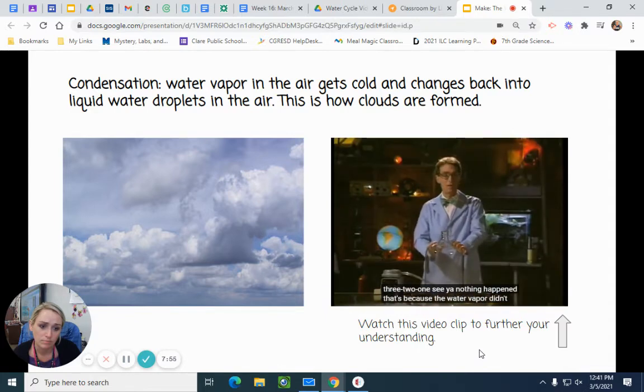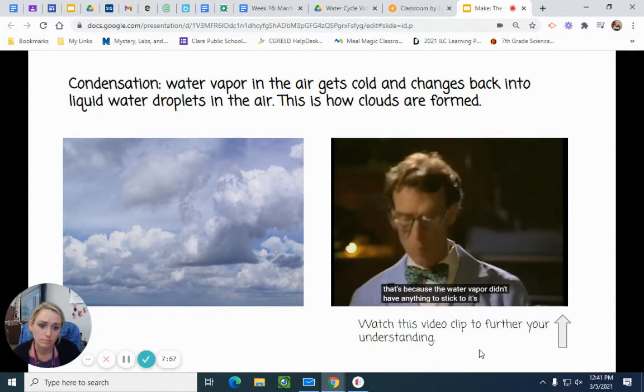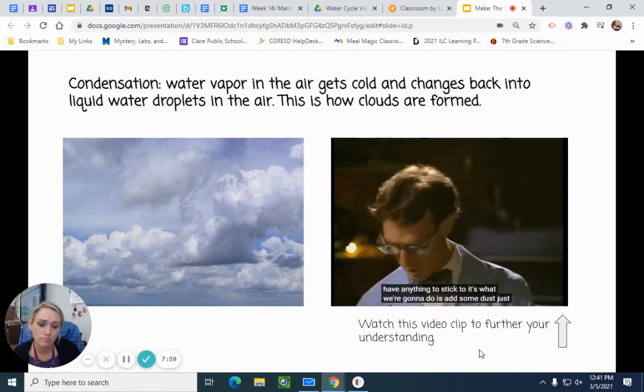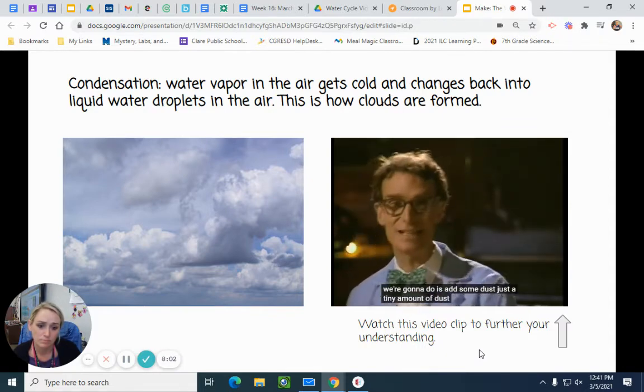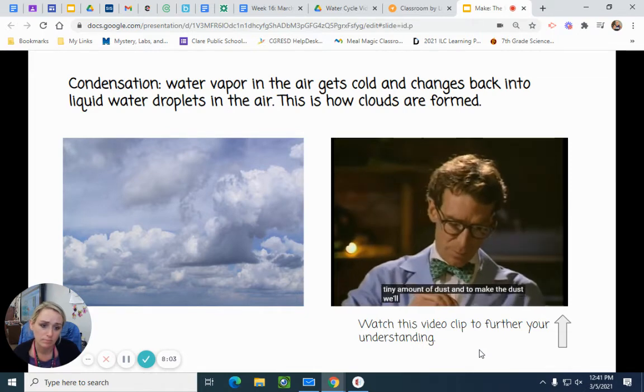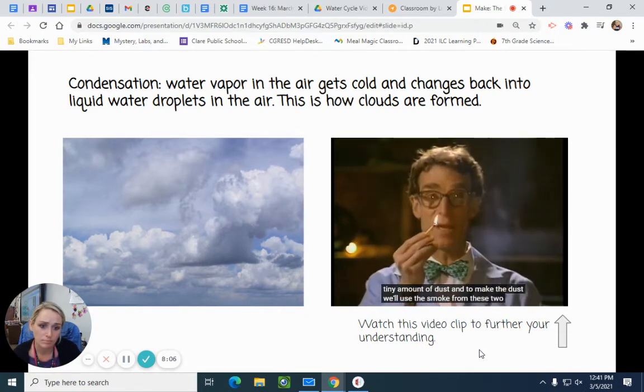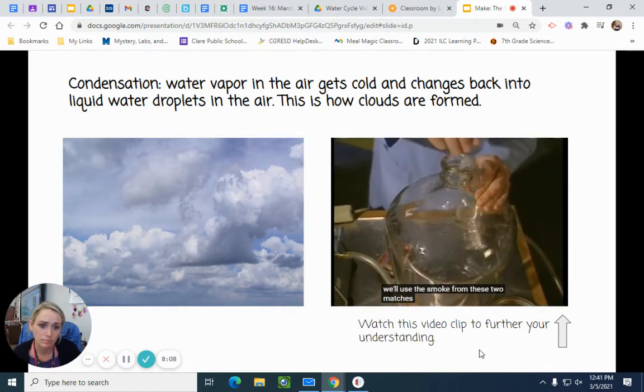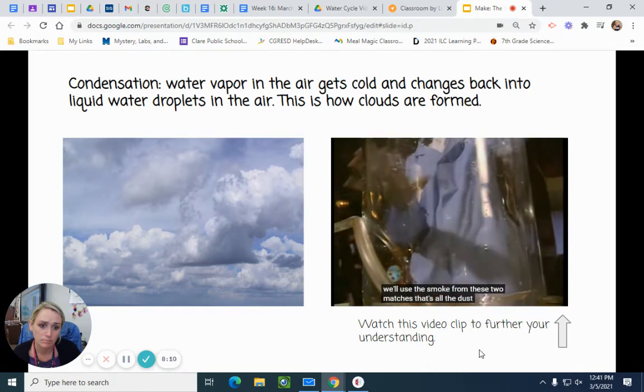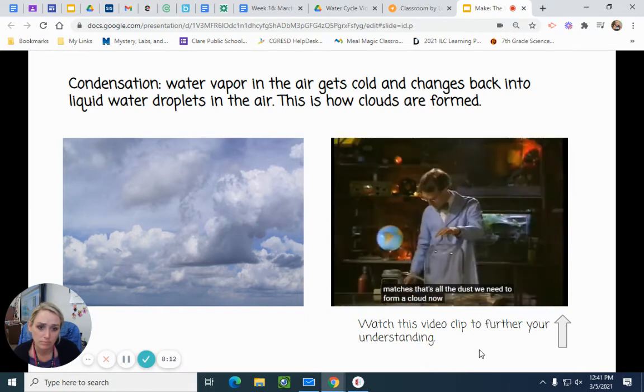That's because the water vapor didn't have anything to stick to. So what we're going to do is add some dust. Just a tiny amount of dust. And to make the dust, we'll use the smoke from these 2 matches. That's all the dust we need to form a cloud.